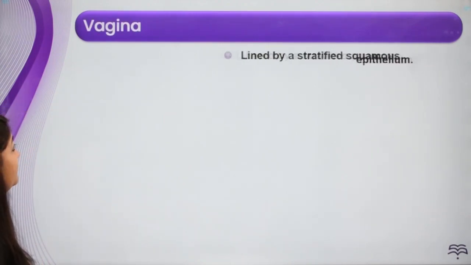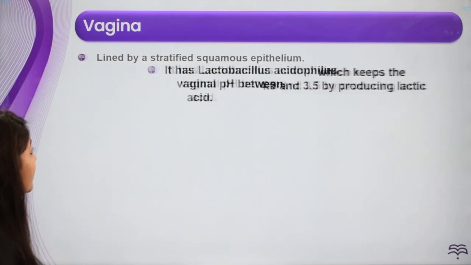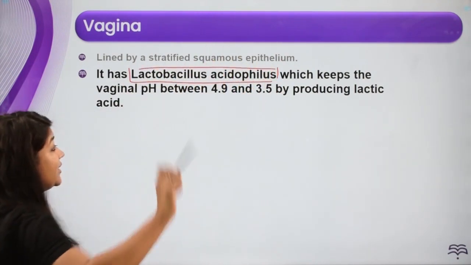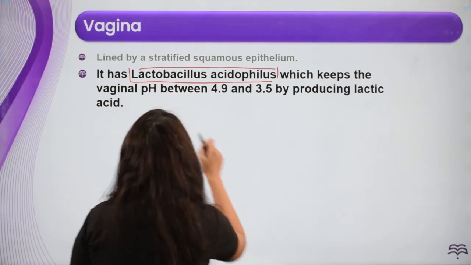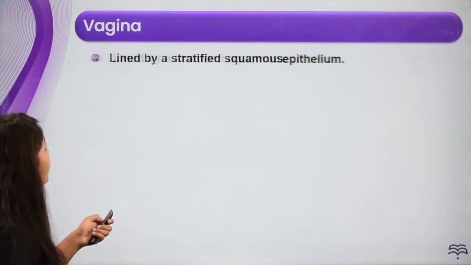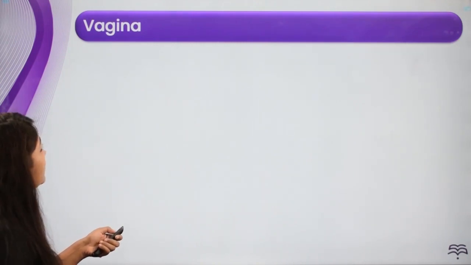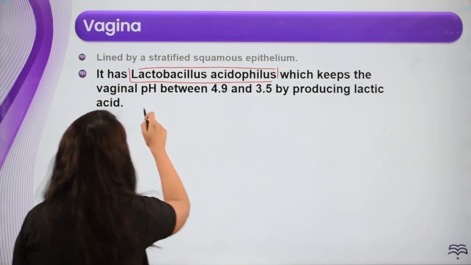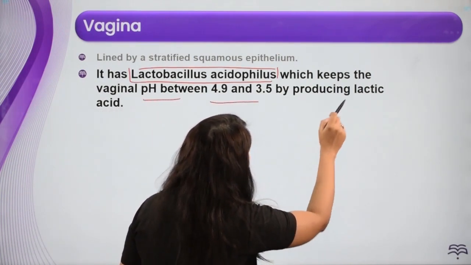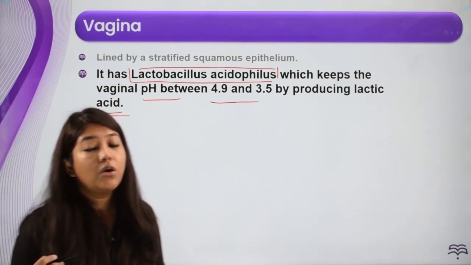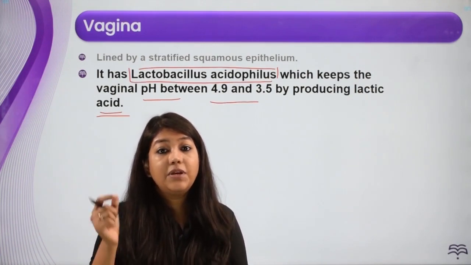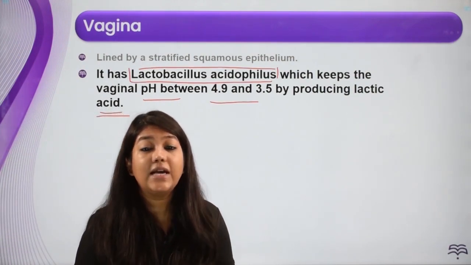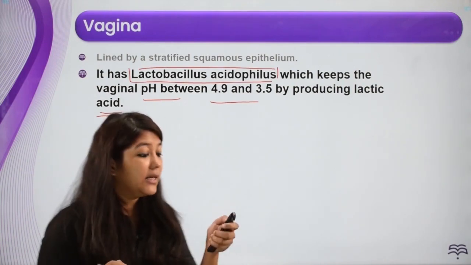Now, next is vagina. This is lined by stratified squamous epithelium and it has Lactobacillus acidophilus. This is the name of the bacteria you have to remember. It keeps the vaginal pH between 4.9 and 3.5 by producing lactic acid, right? Everyone must have heard that the pH of the vagina is acidic. Because of the presence of this bacteria, Lactobacillus acidophilus, an acidic pH is maintained here.